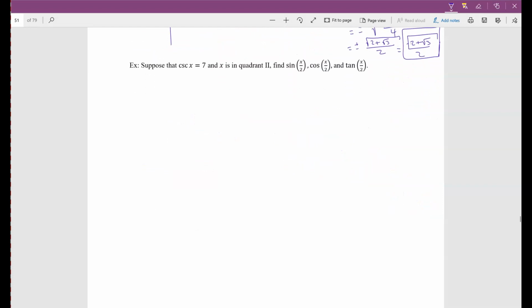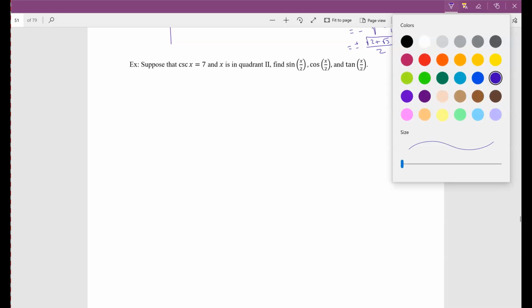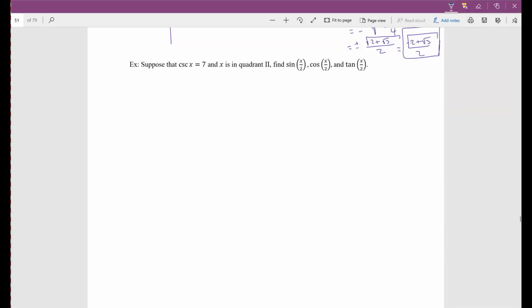Here, what we want to figure out is: suppose that cosecant of x is equal to 7 and x is in quadrant 2. We want to find all the half-angle identities for sine, cosine, and tangent. First, let's think about where cosecant is at. We know that x is in quadrant 2, so we're going to draw our triangle right here.